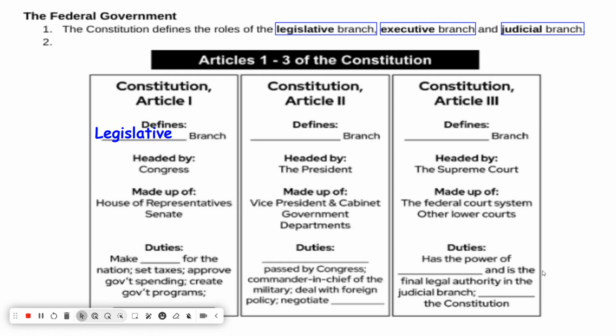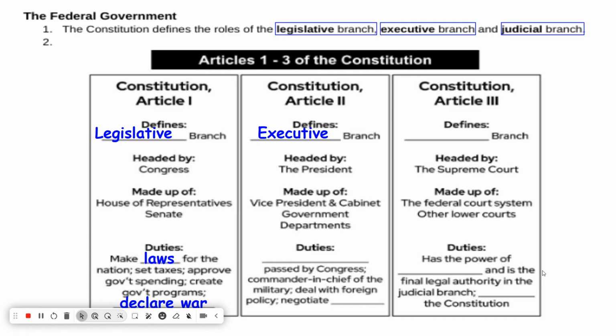So, Article 1 talks about the legislative branch, which is headed up by the Congress, which would be the House of Representatives and the Senate. And it makes the laws for our nation. It sets taxes and approves government spending, creates government programs, and it can also declare war.